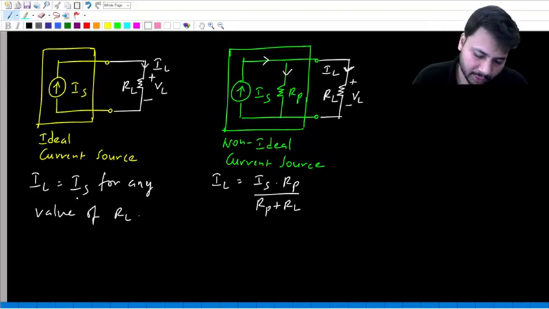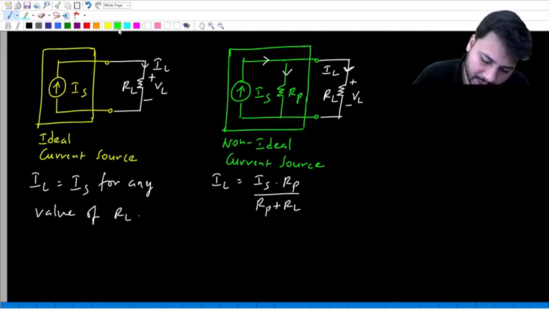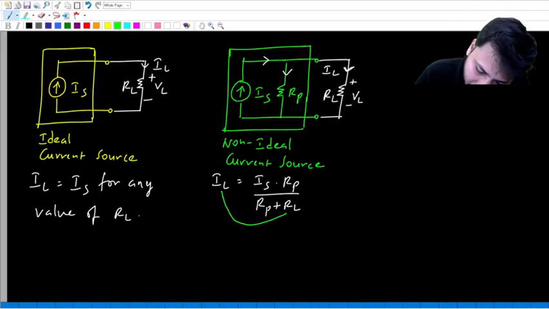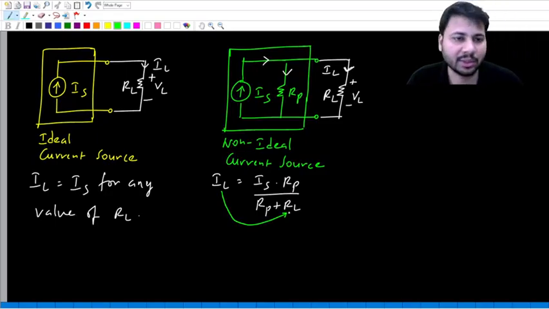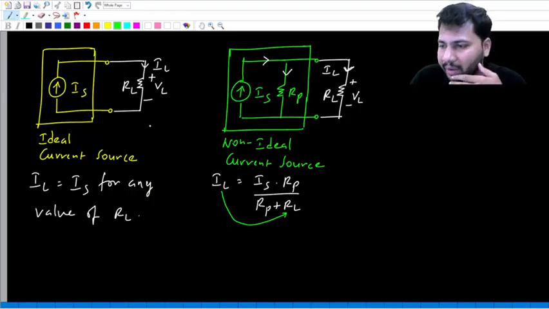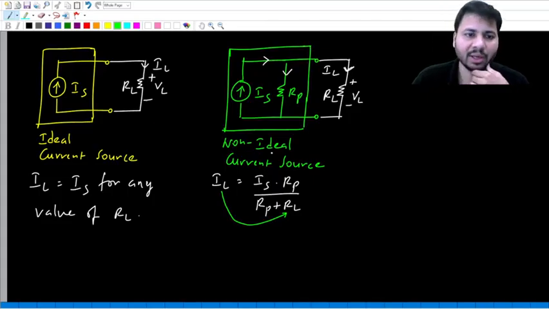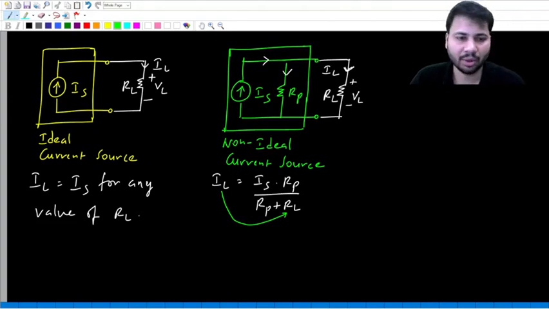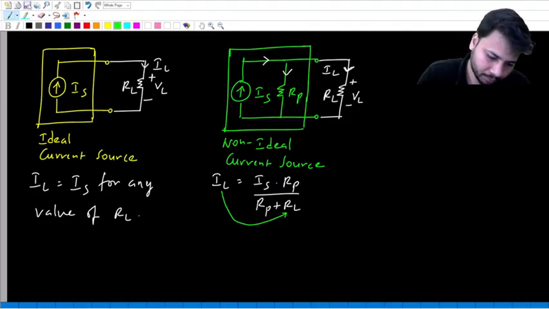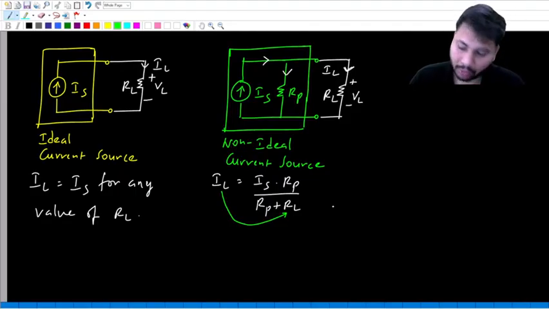So in the earlier case, the load current is independent of the load resistance, but in this case, clearly the load current depends on the load resistance. That is the difference between an ideal and a non-ideal current source. Ideal current source: load current independent of load resistance. Non-ideal current source: load current depends on load resistance. Okay.